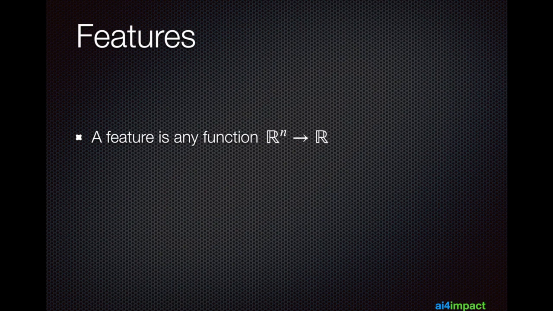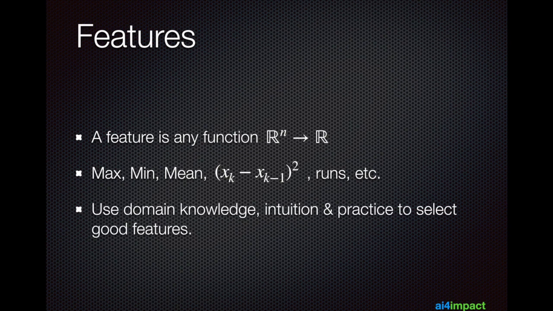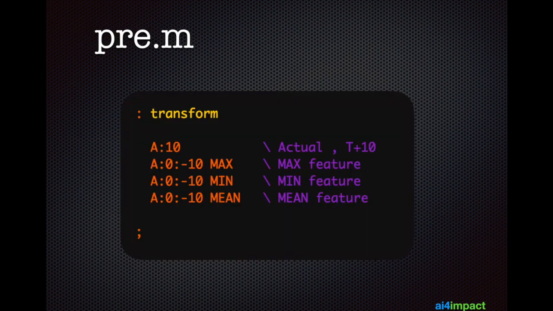A feature is simply any function from Rn to R. It could be the maximum, the minimum, the mean, squares of difference, the runs, etc. This is really where domain knowledge, intuition, and a lot of practice come into play. You'd first always start with a raw window and then refine that using features and testing your neural networks to see what works. This is how you might do it using the pre.m.